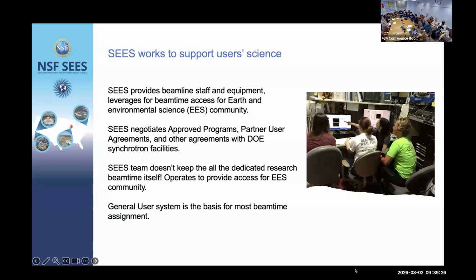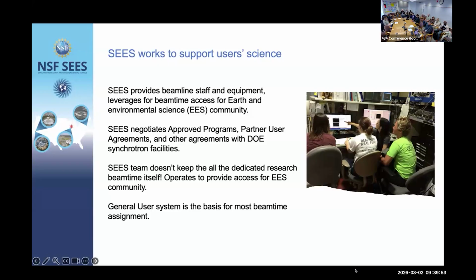Here at GSE CARS, basically 100%. It's largely managed, but at the other stations, it's not always 100%. We negotiate for a certain amount of time that has been sort of a preferential time for Earth and environmental science users. So we leverage our investment in the beamlines to make it more available to the Earth and environmental science community. And these are called approved programs, partner user agreements, and so on.